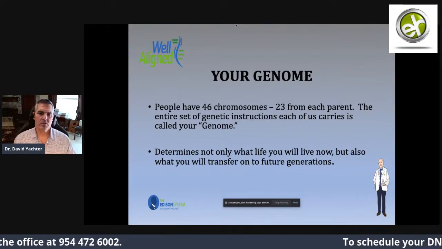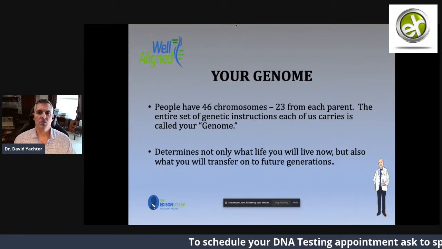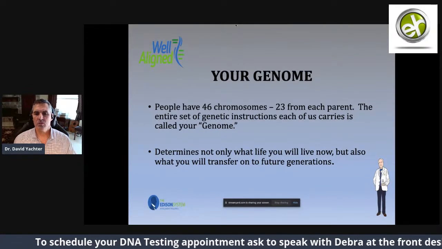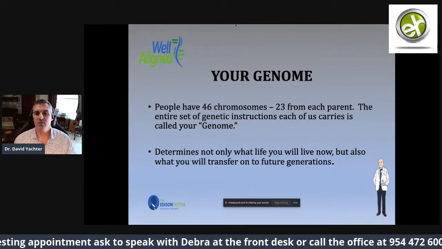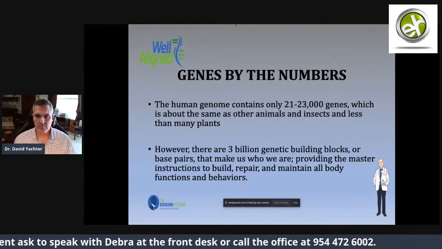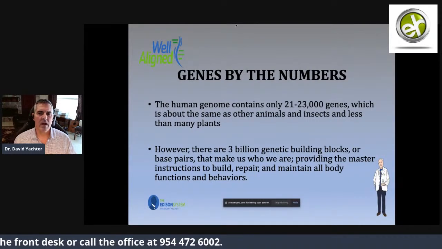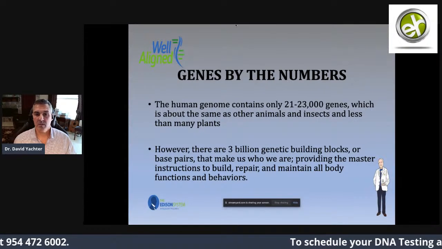What is your genome? Well, people have 46 chromosomes, 23 from each parent. The entire set of genetic instructions each of us carries is called your genome. This genome determines not only what life you're going to live now, but also what you're going to transfer onto future generations. The human genome contains only 21 to 23,000 genes, which is about the same as other animals and insects, and less than many plants.